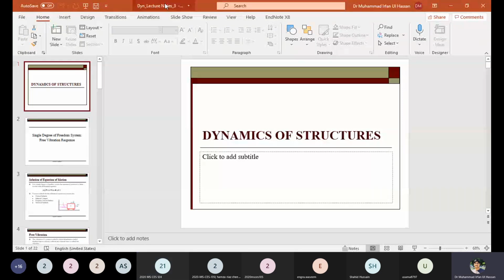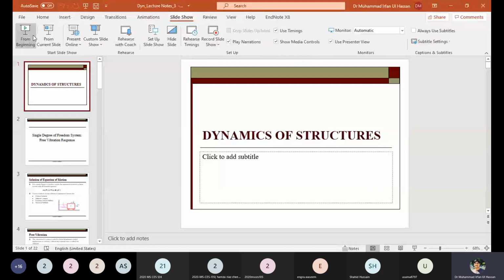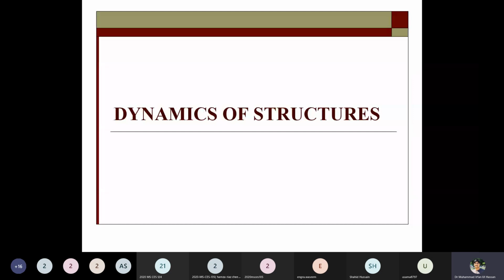So in this part of the lecture, we are discussing the free vibration response. Here we are starting with the response of the system. What is the response of the system, and how to compute the free vibration response?